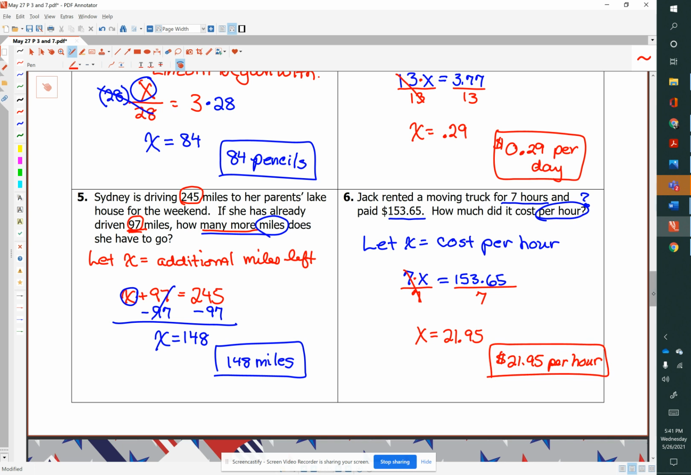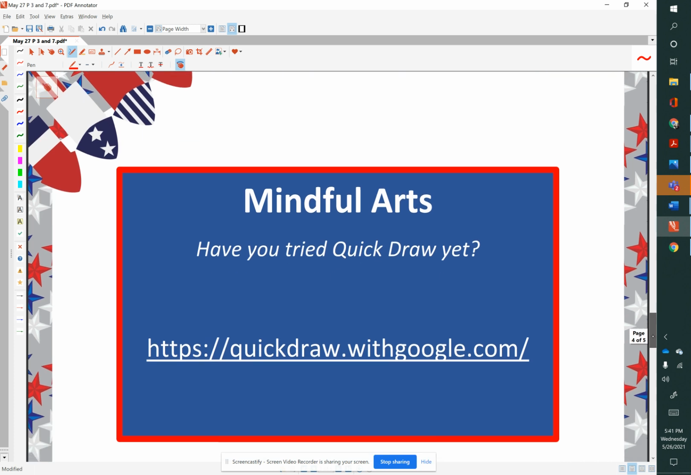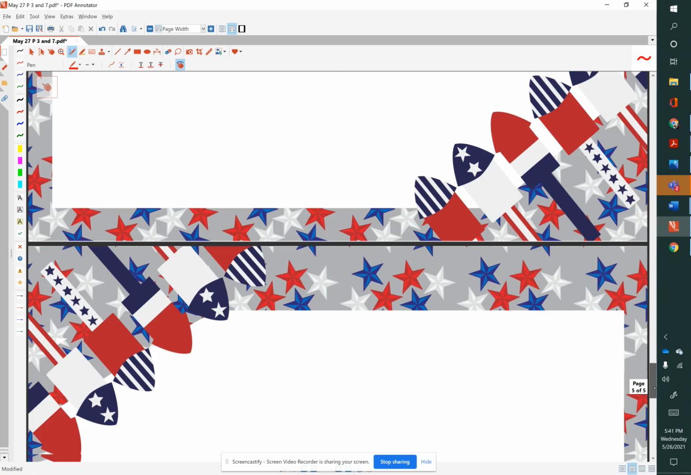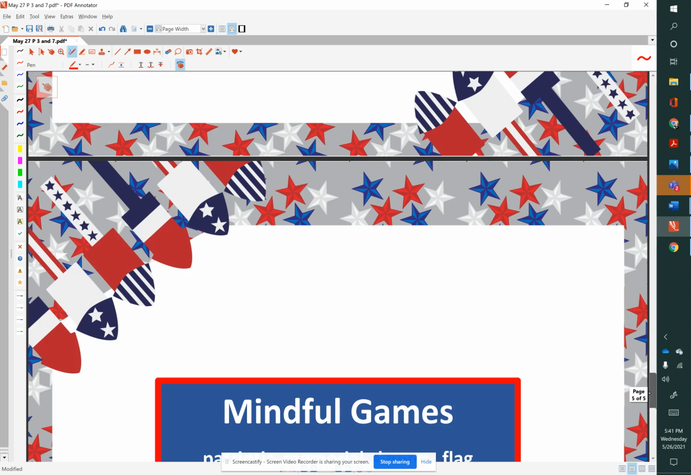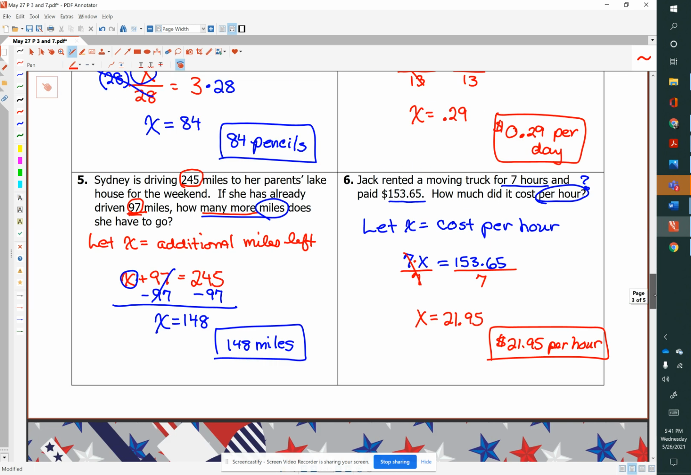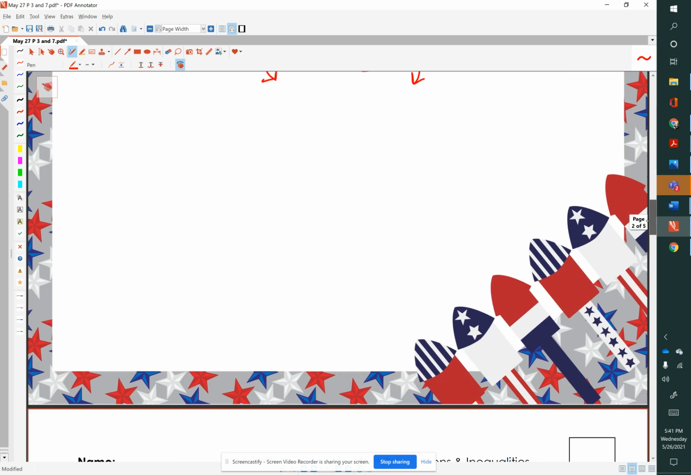And that's it for today. You can do some extra MobyMax. You could play with this quick draw tool, or we have a mindful game for you today. So keep working hard. This math takes a lot of practice. These word problems take a lot of practice, but we will keep doing that.